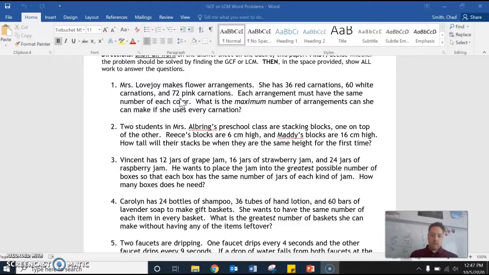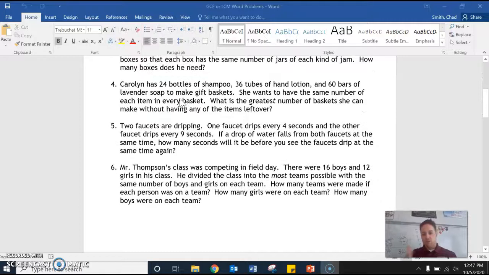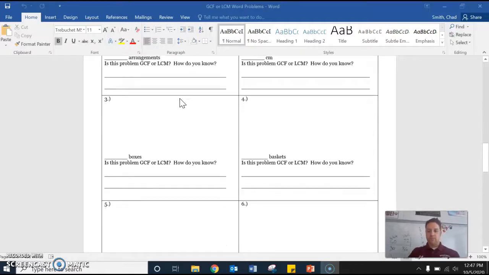So remember, you got 6 problems. Actually, there's 7. Yours has a 7th problem, and that one's going to be a bonus problem for you for a Hershey Kiss. But otherwise, you have 6 problems, and then on the back, you got the space to show the work for the 6 problems, okay?